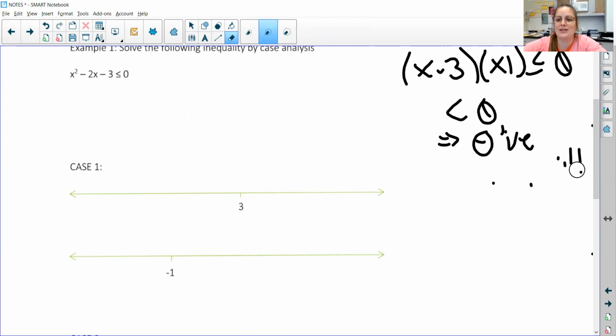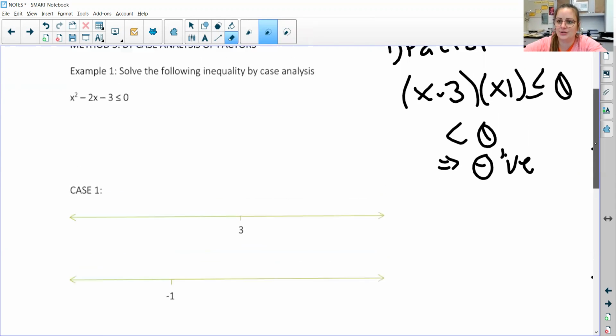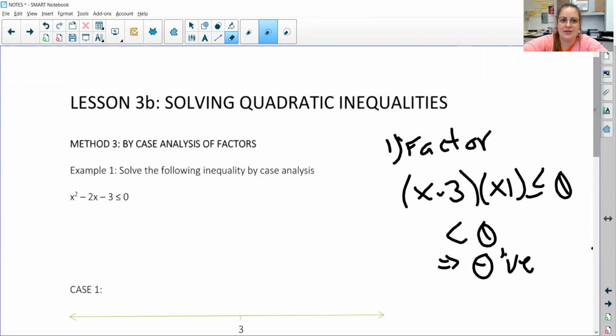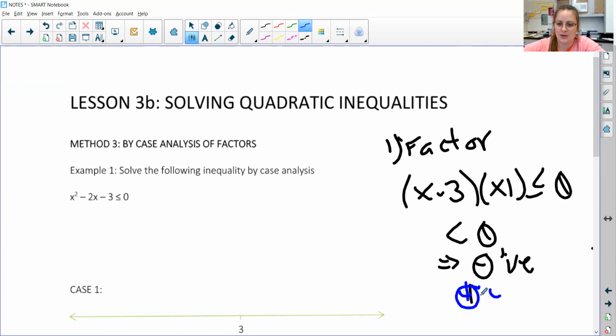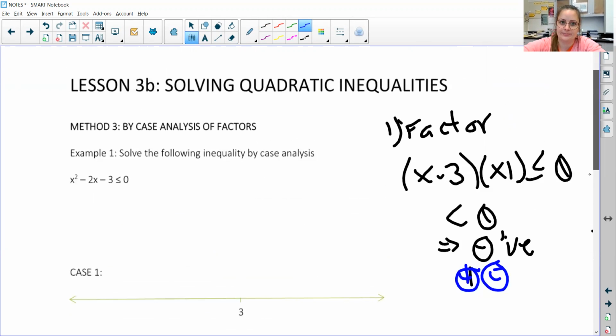There's two possibilities. It's either the first factor is negative and the second one is positive, or the first one is positive and the second one is negative. So what I mean by that is you have to get a negative value, and when you have two factors, you have to have different signs. So one has to be positive and one has to be negative. But of course, there's two possibilities for that.